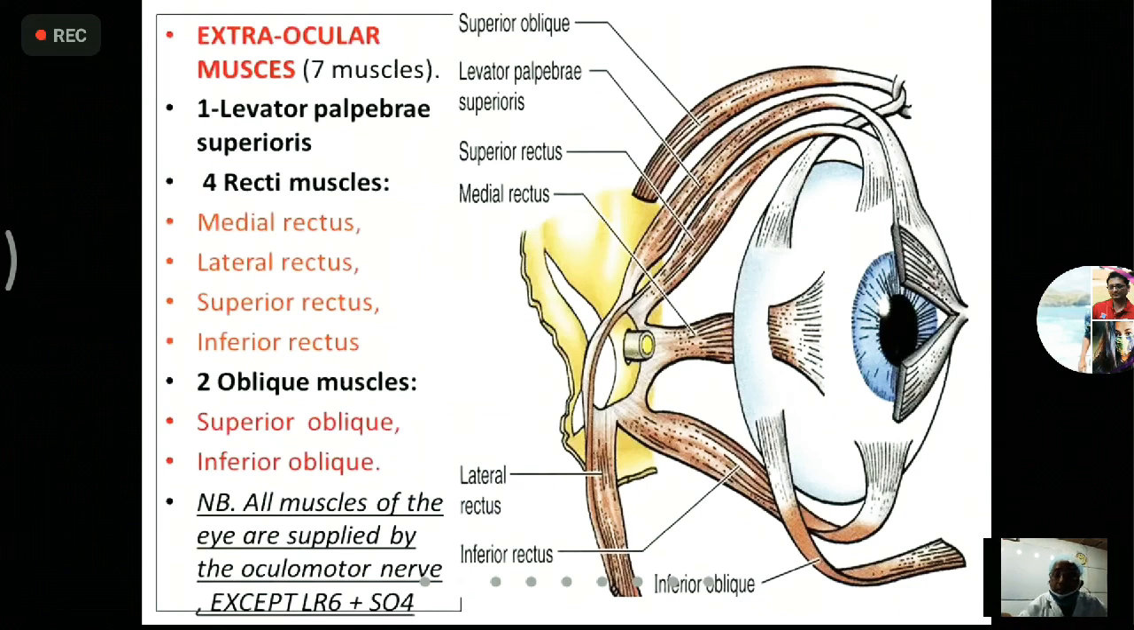And these are the muscles in the scenario shape.